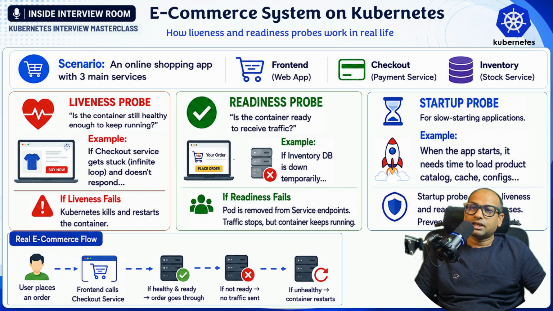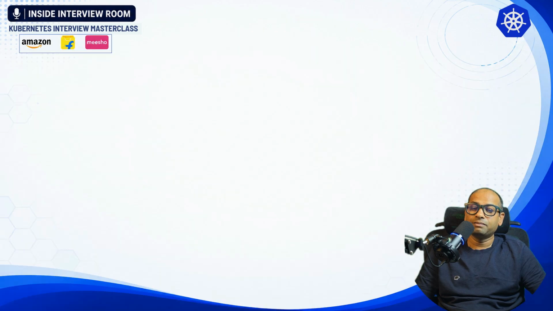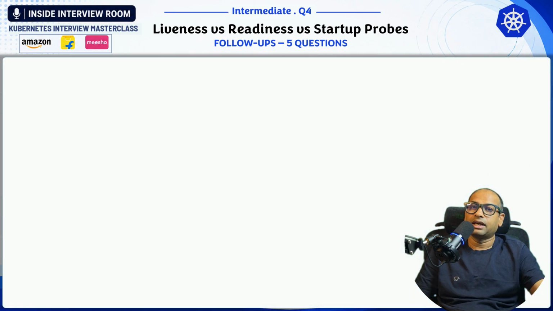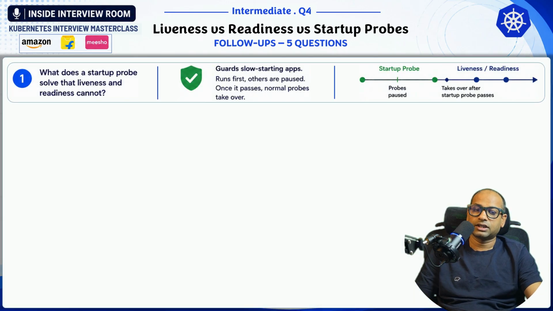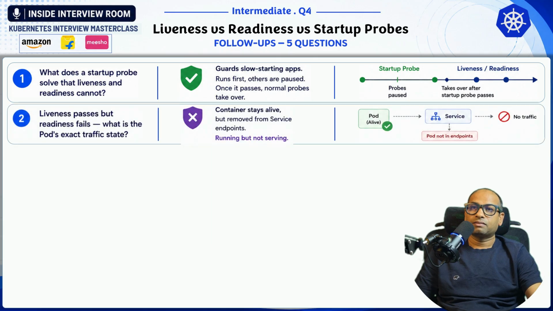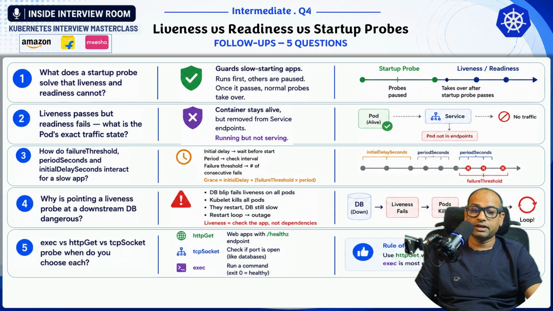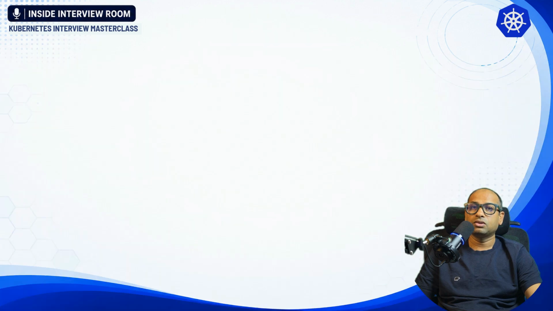How it impacts real life: a user places an order, and the front end calls the checkout service. If healthy and ready, the order gets through. If not ready, no traffic. If unhealthy, the container restarts. Key takeaway: liveness is to stay alive, readiness checks it serves traffic, and startup gives it the time to start.